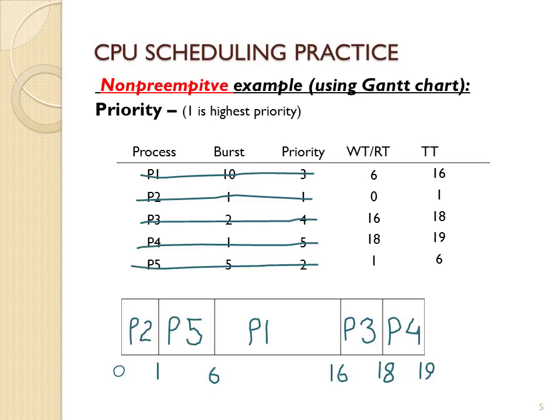And then to calculate the turnaround time, you take the last time when it terminated and subtract the arrival time. P1 finished at time 16, P2 at time 1, P3 at time 18, P4 time 19, and P5 time 6. So with that, you could add them all up and divide by 5, and you would get the average wait time and the average turnaround time.